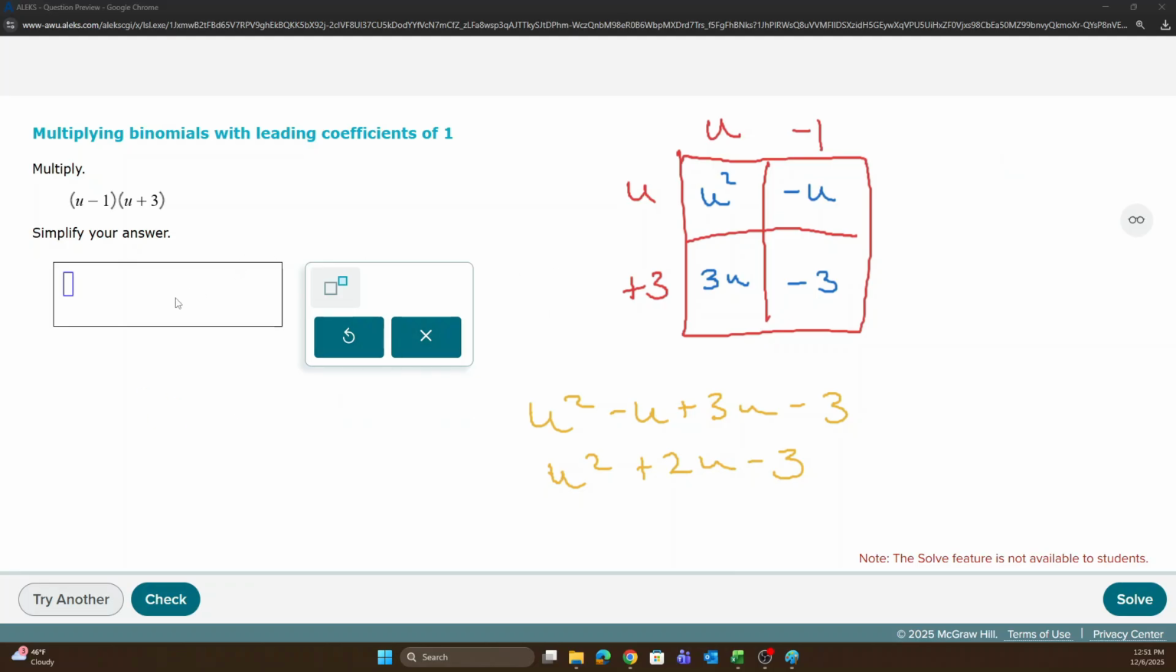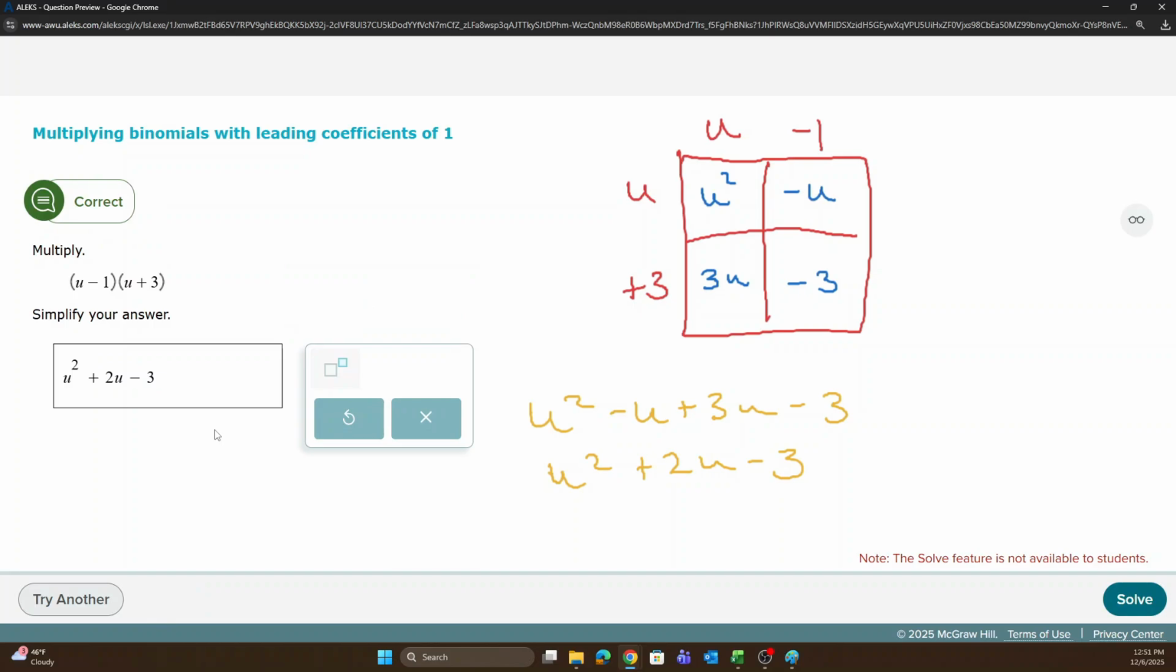Let's go ahead and put that in. U squared plus 2u minus 3. And there you have it. Let's go ahead and do one more of these, and then we'll move on.